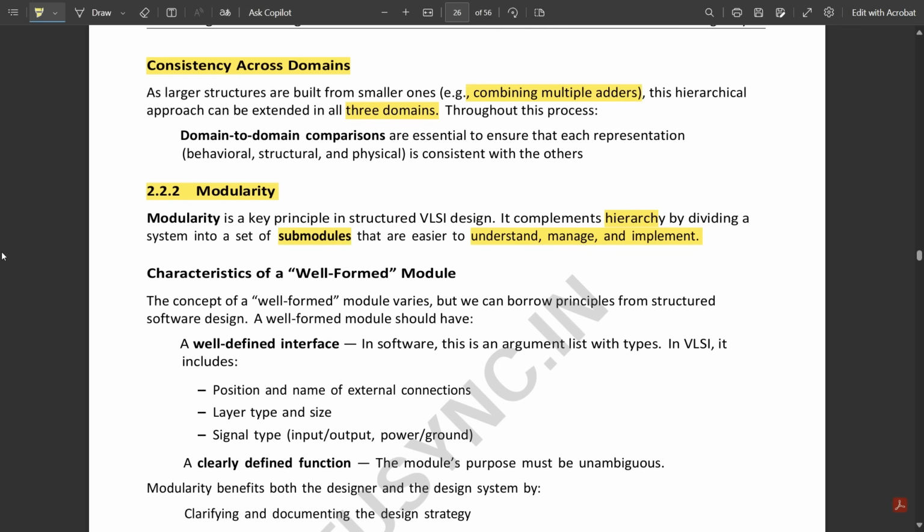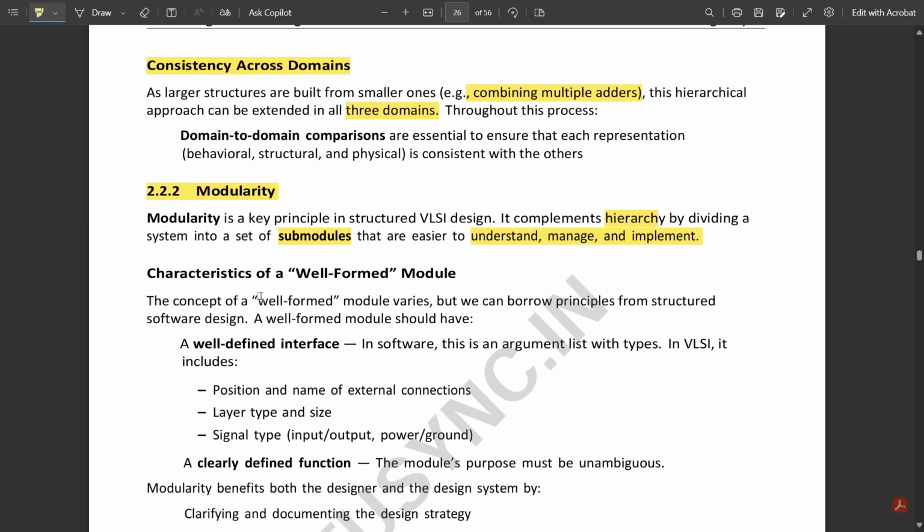It approaches towards the hierarchy approach only. That is, it follows the hierarchy approach by dividing the system into different submodules, but the submodules are divided in such a way that they are easier to understand, manage, and implement. Okay. Characteristics of a well-formed module.